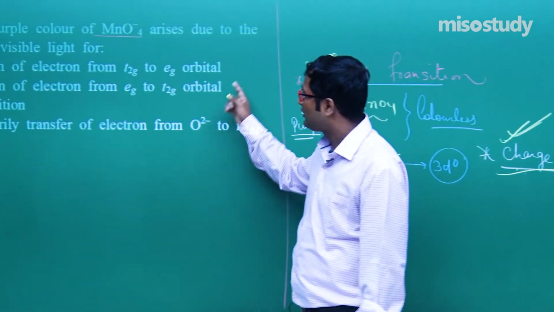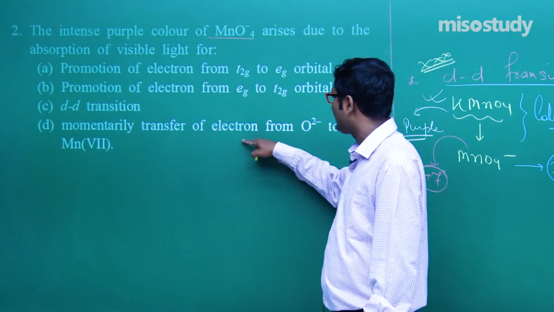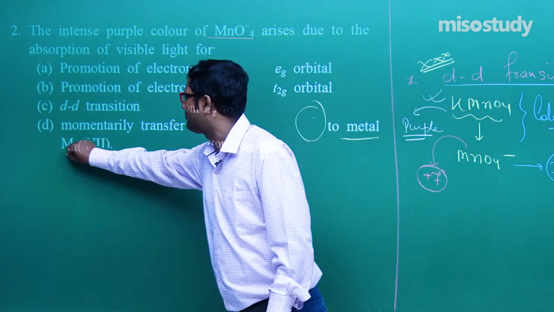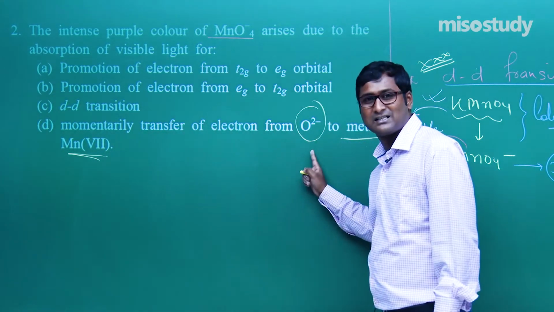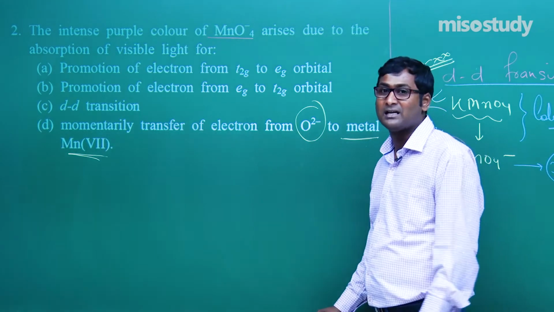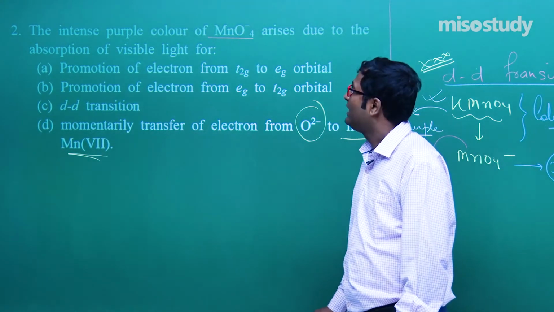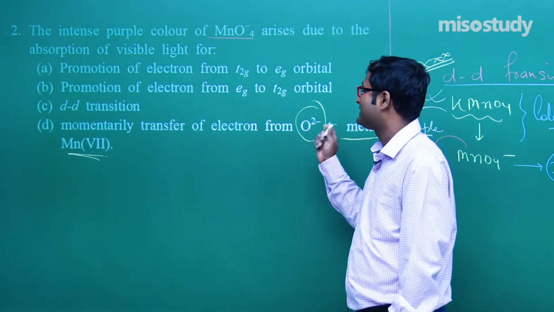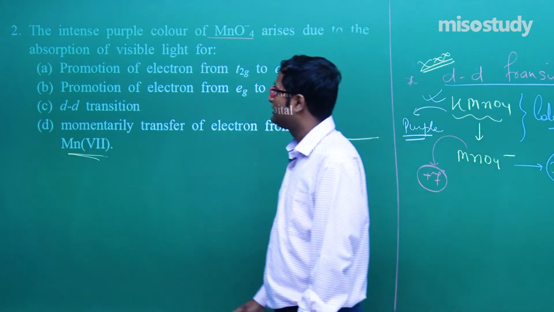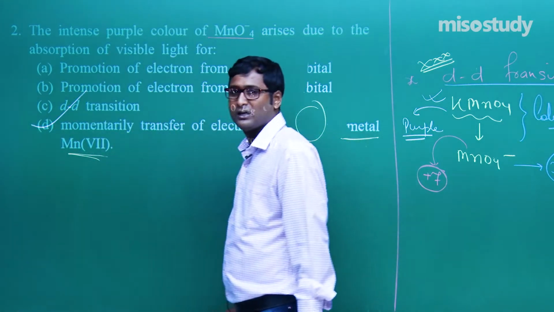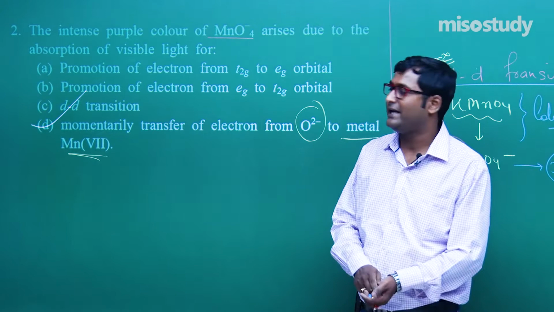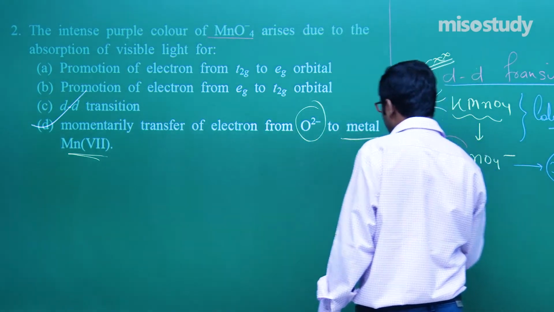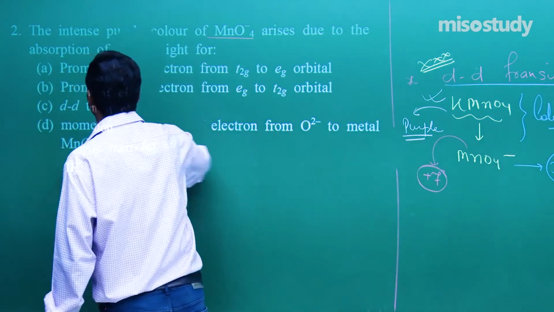Now moving here, look at which one: the momentary transfer of electron from O2 minus to metal Mn +7. That is the charge transfer. So for MnO4 minus, which theory explains the color of MnO4? That is the charge transfer spectrum. So for this, D is the correct option. For question number 2, D is the correct option. Now friend, wait for a moment. I am going to rub this part and we'll discuss the next question.